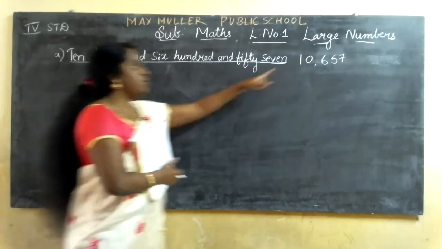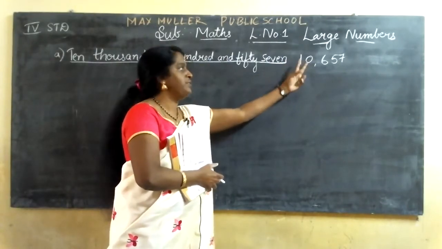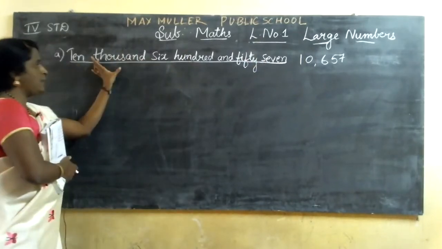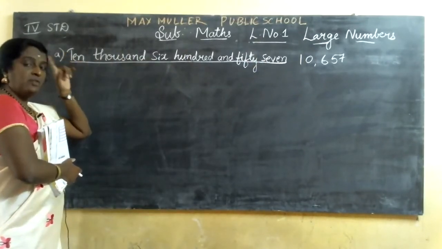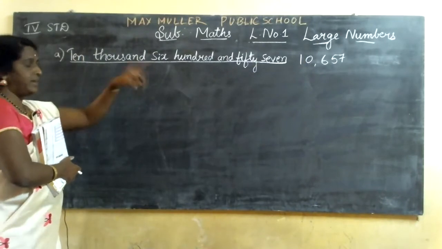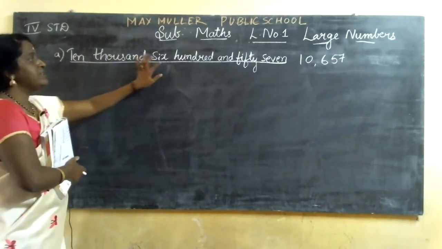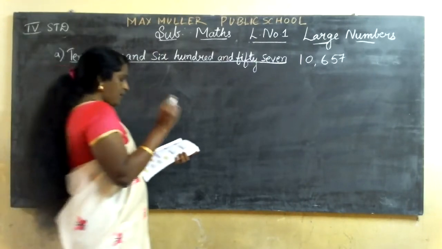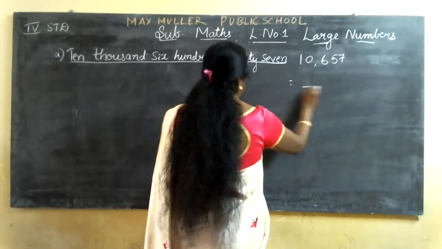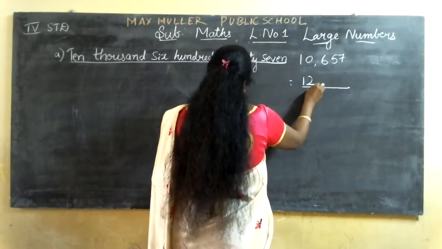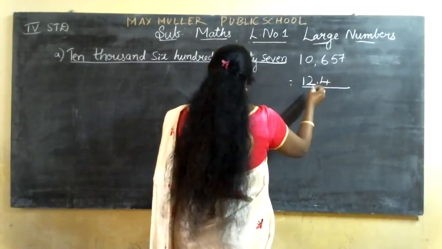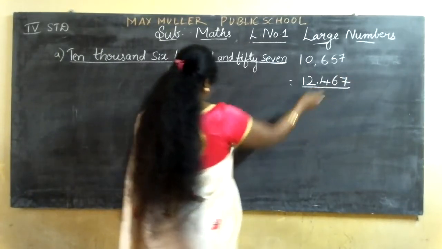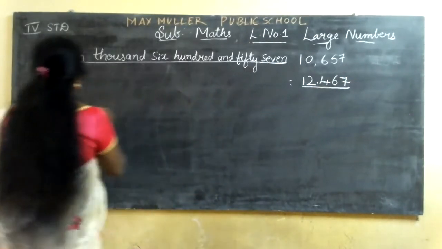If here 2 is there, it means 20,000. Like that. Here 10 only is there, so I have written 10,000. Last time you were writing 1,000, 2,000. Now 10 is there, so I have written 10,657. Second one is 12,000. Answer: 12,467. Write the answer like this.